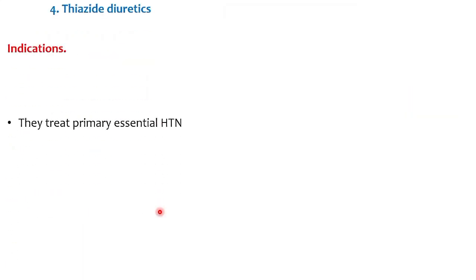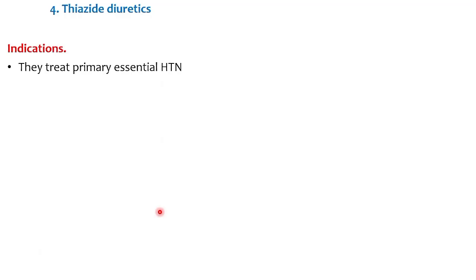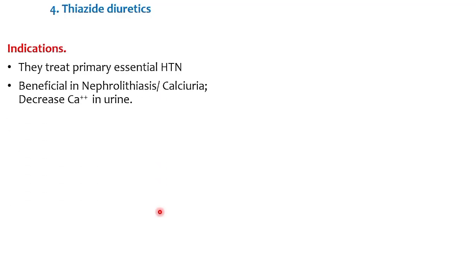So what are the indications of using thiazide diuretics? They're very good when it comes to treating primary essential hypertension. They're also very good in dealing with nephrolithiasis. Remember, in nephrolithiasis, we have calcium in urine. And if you want to decrease calcium in urine, you have to increase calcium reabsorption. So the best drugs that do this are the thiazide diuretics. They always promote calcium retention. So when there's calcium retention, there will be decreased calcium in urine, and that will be beneficial when it comes to nephrolithiasis. Nephrolithiasis, basically, these are the renal stones.